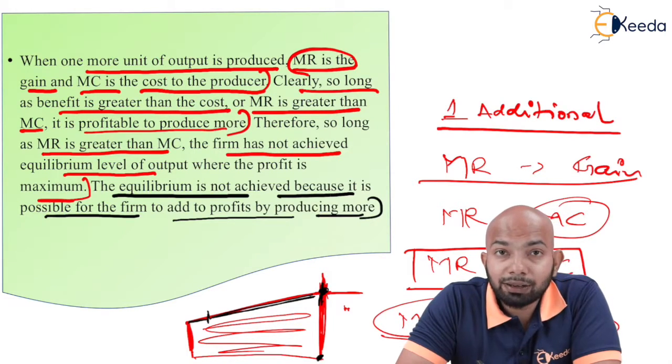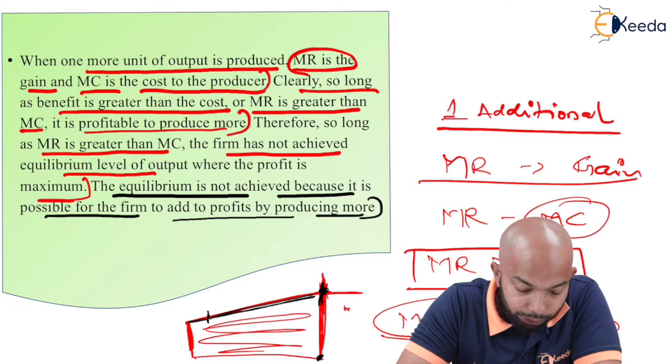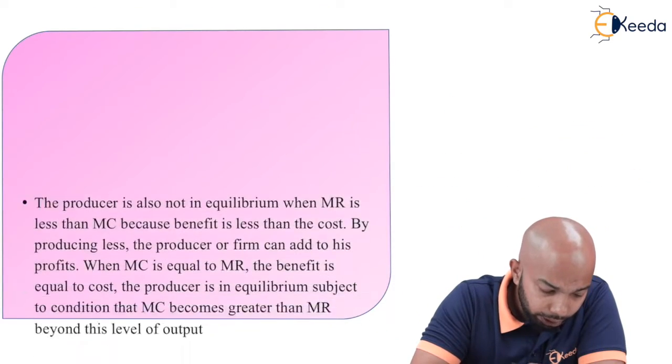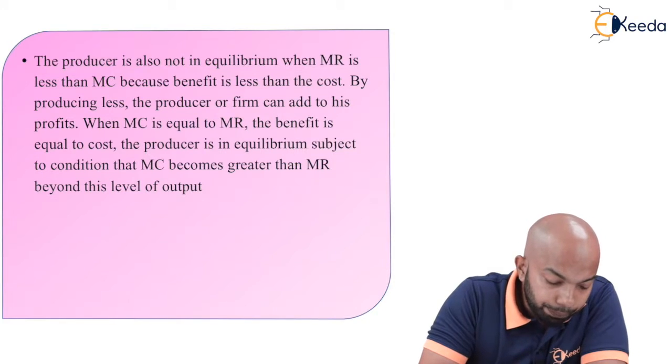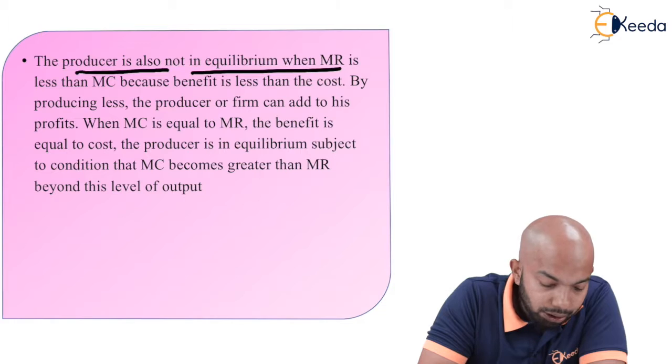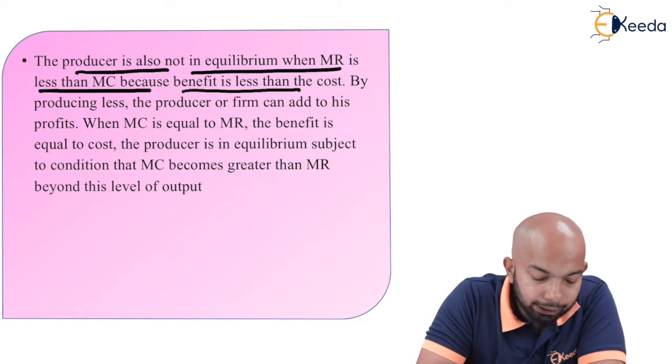Before this, everywhere you can produce additional units until you reach the equilibrium level. Until this, there is no equilibrium level at all. Now, when we are talking about the producers, the producer is also not in equilibrium when marginal revenue is less than the marginal cost, because benefit is less than the cost.